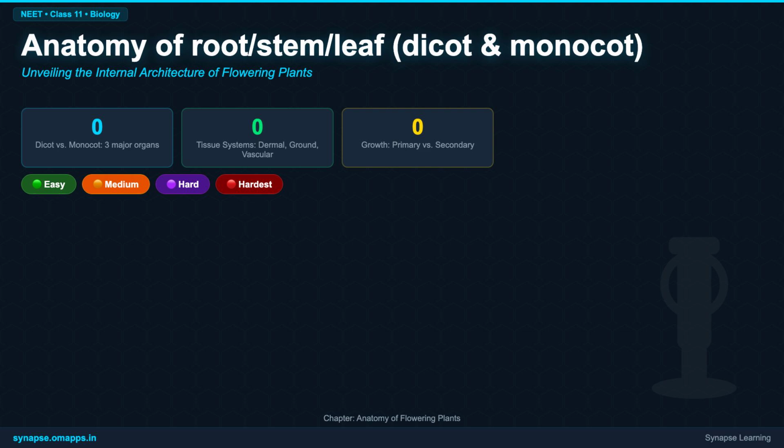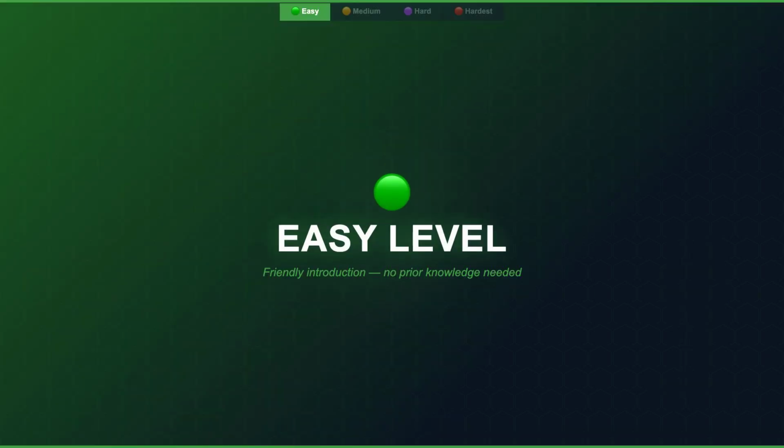We'll explore this fascinating subject through 4 levels: easy, medium, hard, and hardest, ensuring a comprehensive understanding from basic identification to competitive analysis. Let's begin. Ready to uncover the foundational differences? Our easy level will introduce you to the basic internal architecture of dicot and monocot roots, stems, and leaves. Let's quickly grasp the core concepts.